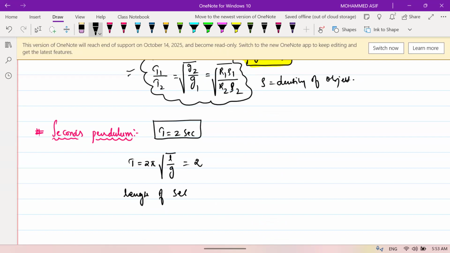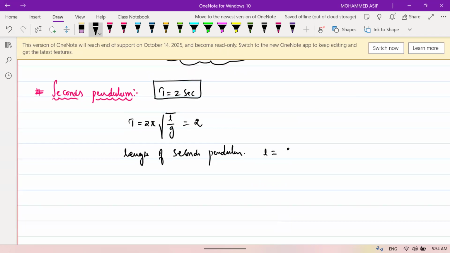Length of seconds pendulum. How much will it be? L will be equal to G divided by pi square. From this equation, square on both sides. 2 square is 4, that is equal to 4 into pi square, this is your L, and this is divided by your G. This 4 will get cancelled. So the L value will be equal to G divided by pi square.